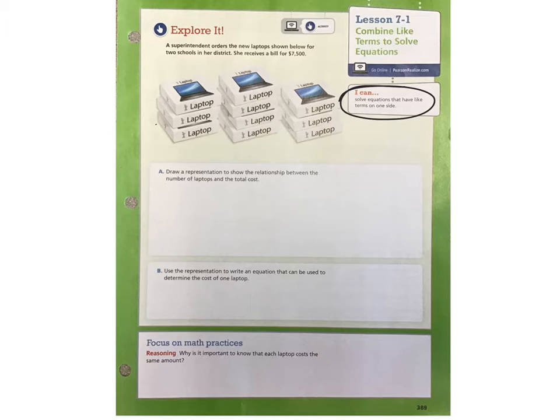It says a superintendent orders new laptops shown below for 2 schools in her district. She receives a bill for $7,500. A, draw a representation to show the relationship between the number of laptops and the total cost. Well, what I see here is in the first stack we have 3 laptops, so we'll call that 3L. In the second stack we have 4 laptops, we'll call that 4L. And in the last stack we have 3L again, where L stands for the cost of each laptop.